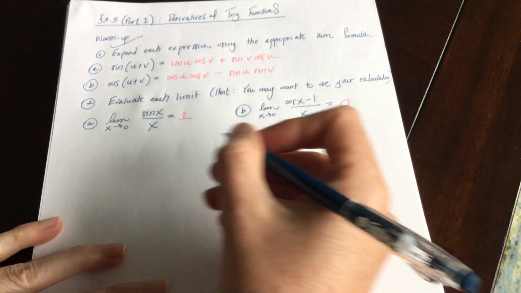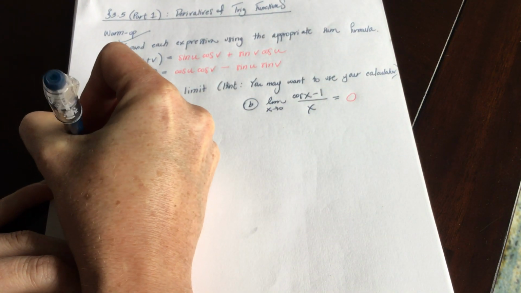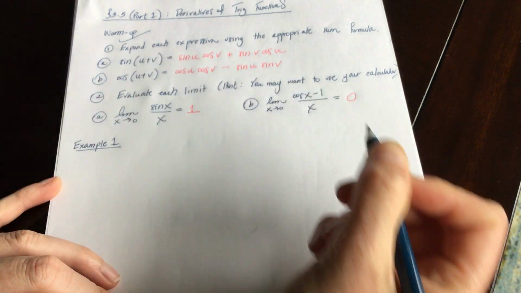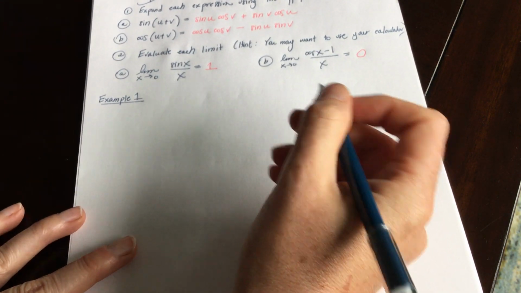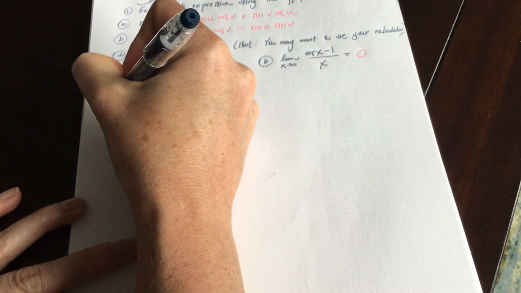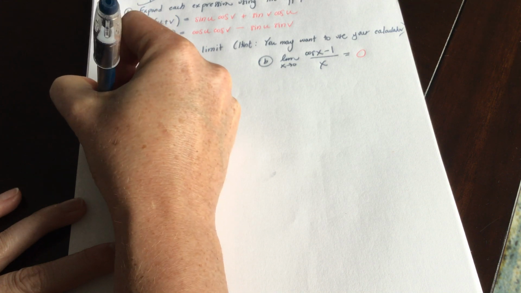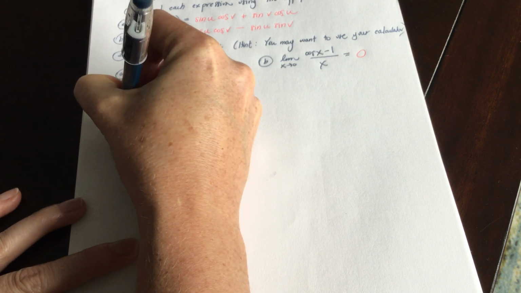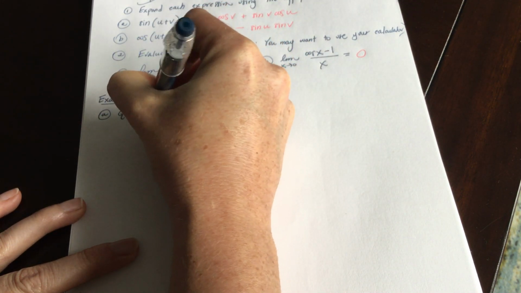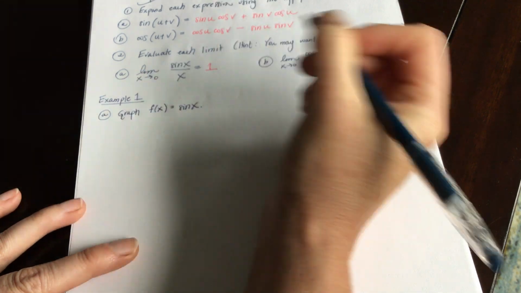Now for example 1. Okay, for example 1, we'll do this in a couple parts. Part A, let's have you graph f of x equals sine of x.